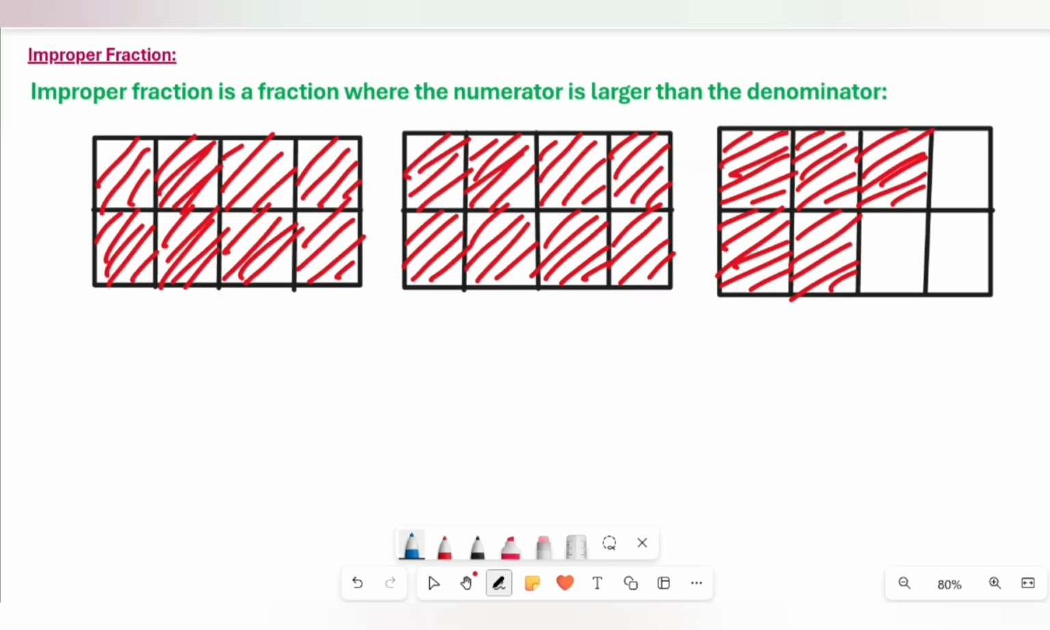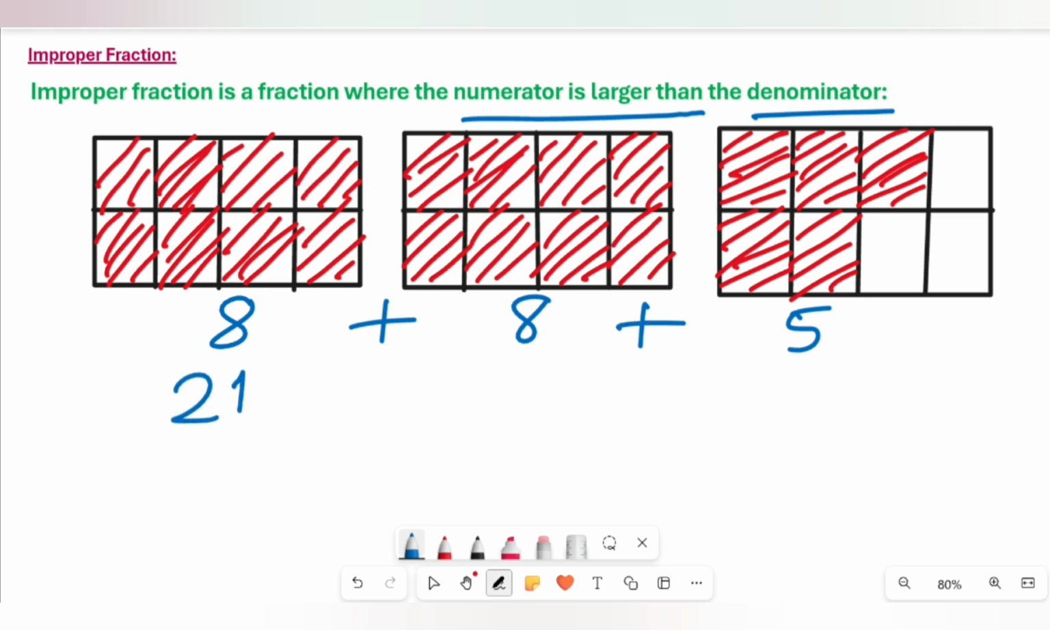An improper fraction is a fraction where the numerator is larger than the denominator. Here in figure 1 the number of shaded parts is 8, figure 2 is 8, figure 3 is 5. So 8 plus 8 is 16, plus 5 is 21. The total shaded parts are 21 and the whole is 8. The numerator 21 is greater than the denominator, so this type of fraction is called an improper fraction.